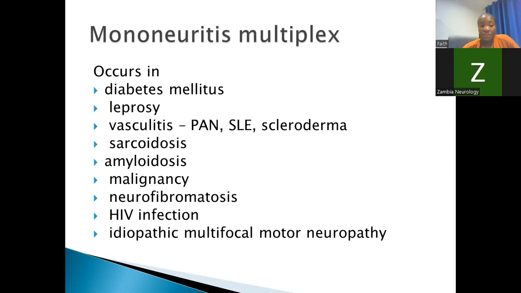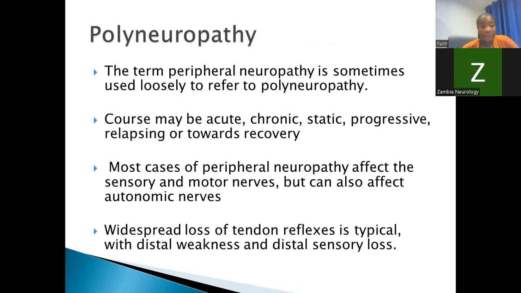This slide only shows the common causes of a mononeuritis multiplex, or conditions that can actually cause a mononeuritis multiplex, as indicated, including diabetes mellitus, infections such as leprosy. You can also have vasculitis and other inflammatory conditions like sarcoidosis. You can also have malignancy as well as HIV infections.